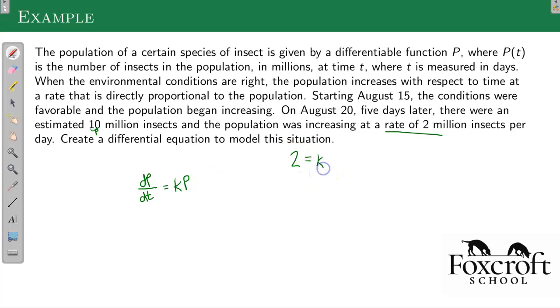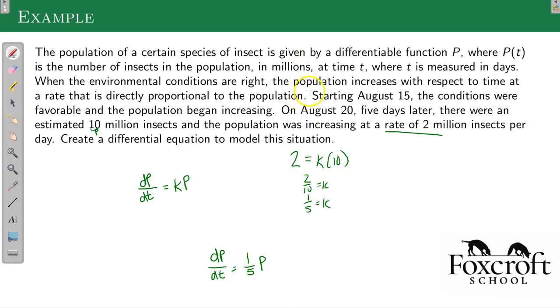We don't know k, but we know the population at that time is 10 million insects. So divide this over and simplify. k is actually 1/5 in this situation. So our final differential equation is dP/dt equals 1/5 P.